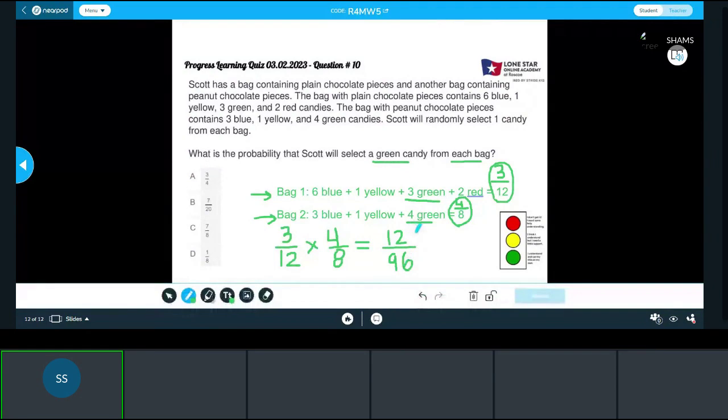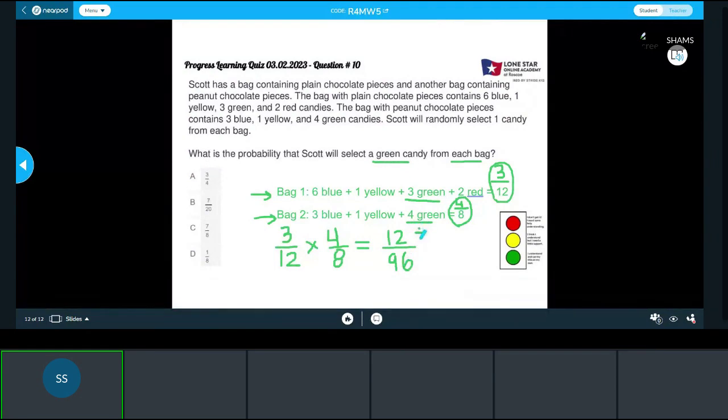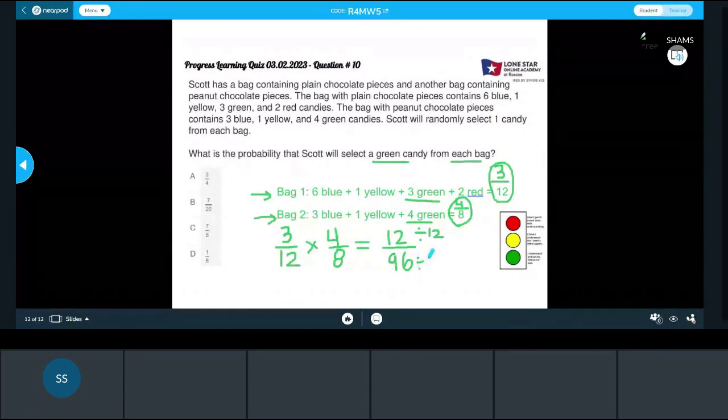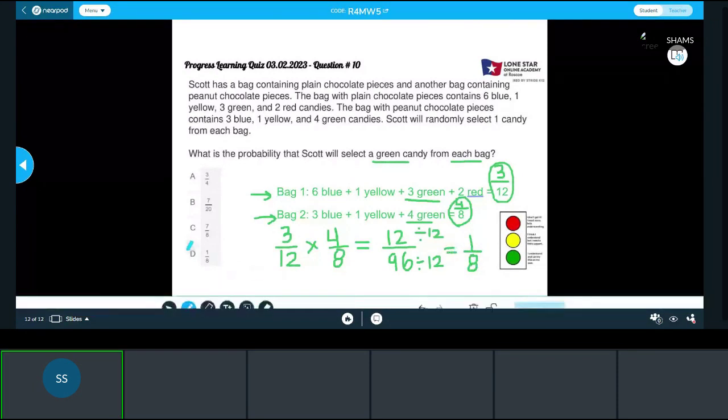I will reduce by 12 because the answer should always be in simplest form. Otherwise, you will not see an answer that is matching your answer right now. So 12 divided by 12 is 1. 96 divided by 12 is 8. My final answer is 1/8.